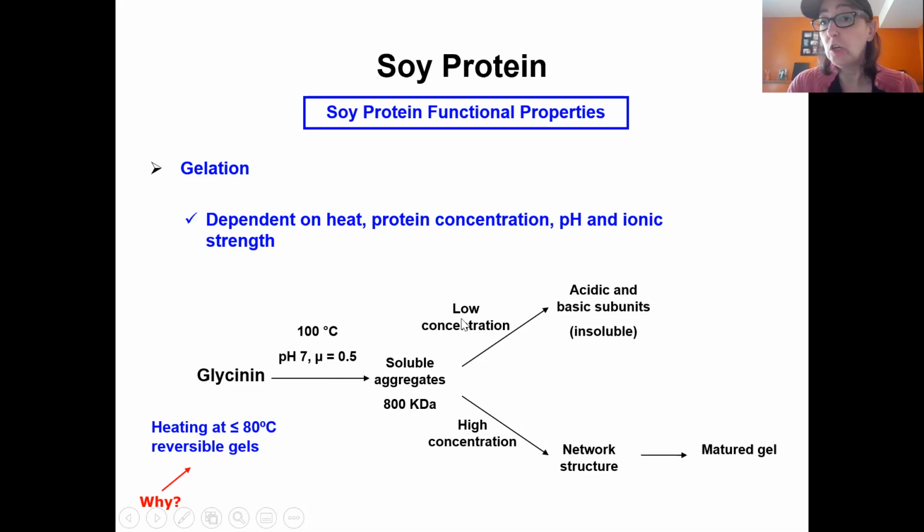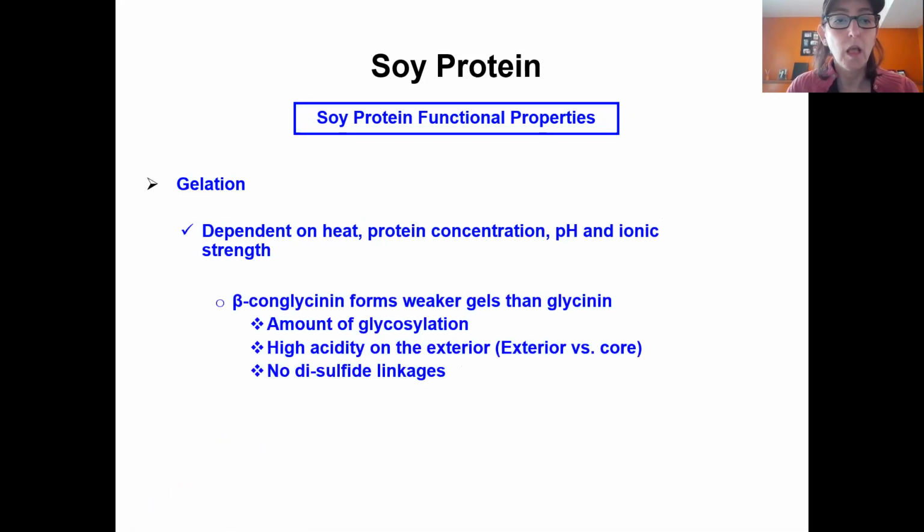So if the concentration of the protein is lower than a critical concentration that forms a gel, these soluble aggregates will remain in solution and you don't really form a gel. So you want to have a specific protein concentration that allows the formation of a network. And if we look at soy, for example, it can form a gel around 10%. It can form a good gel around 15% protein concentration.